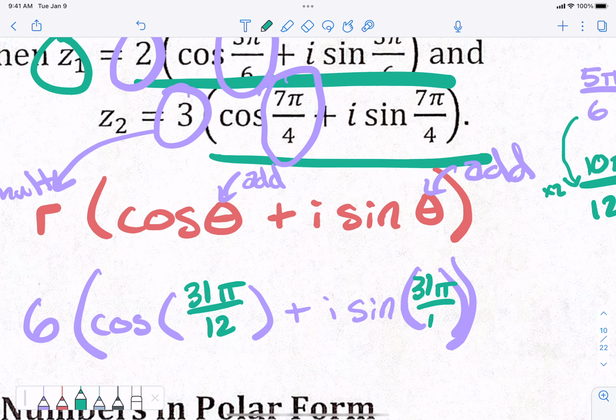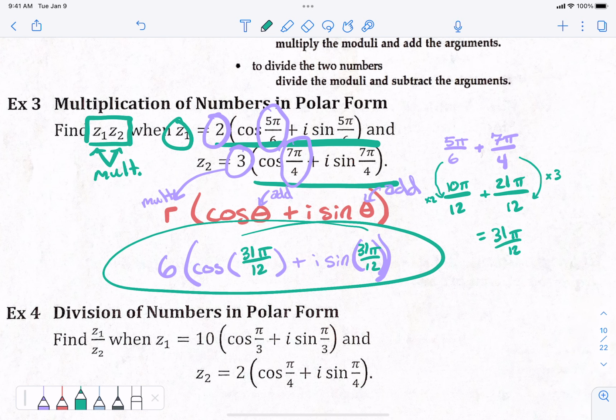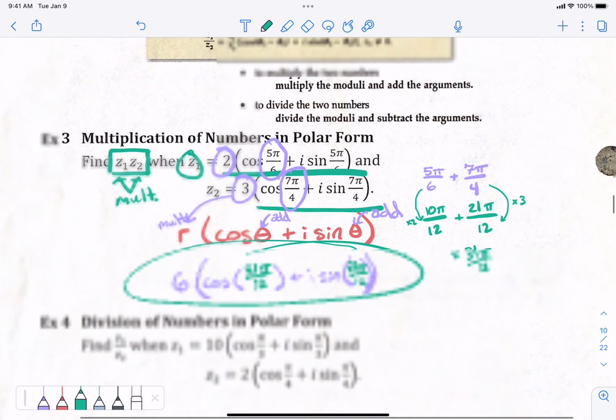So is it subtracting for division? It's subtracting for division. So that was multiplication. You multiply the r's out in front, but you add the thetas.